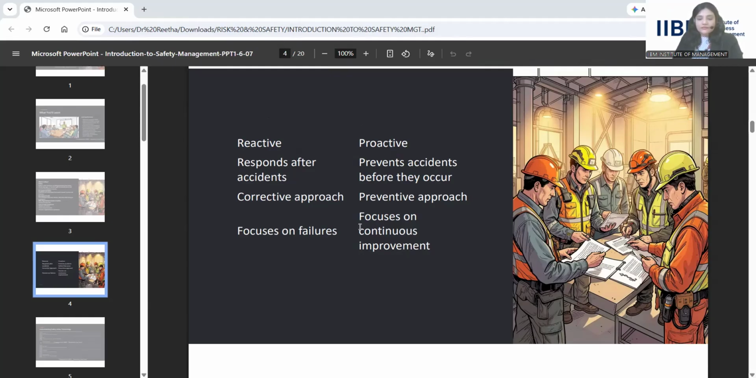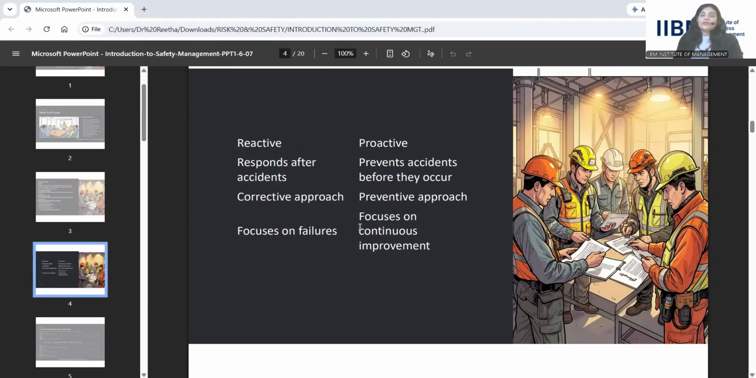So, a reactive approach is a response-driven strategy which triggers after an accident like an injury or near miss has already taken place. The primary goal here is to investigate what went wrong and prevent that specific event from happening again. And what about a proactive approach? A preventive strategy which focuses on identifying potential hazards and mitigating the risks before an incident occurs. The primary goal is to anticipate danger and build the defenses in advance.